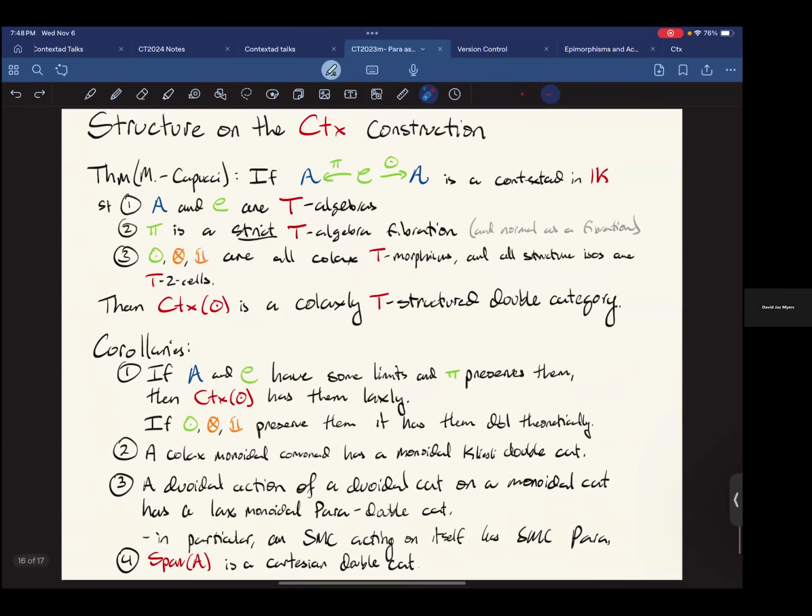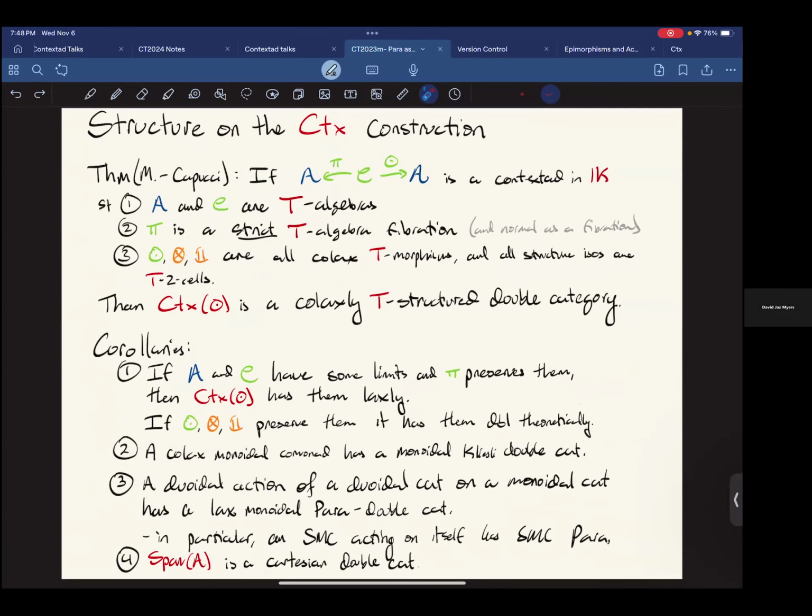And so this has a number of corollaries. It's all the ones I said. So one of the things, if A and C have some limits and pi preserves them, right? Then CTX is a double category, and it's going to have those limits in the type direction or in the vertical direction laxly. If the action itself also preserves them, then it's going to have these limits double theoretically.